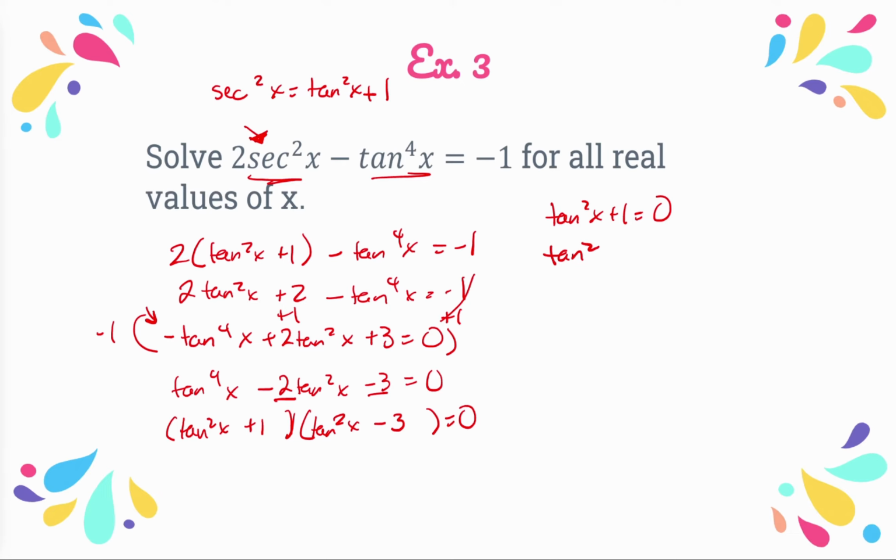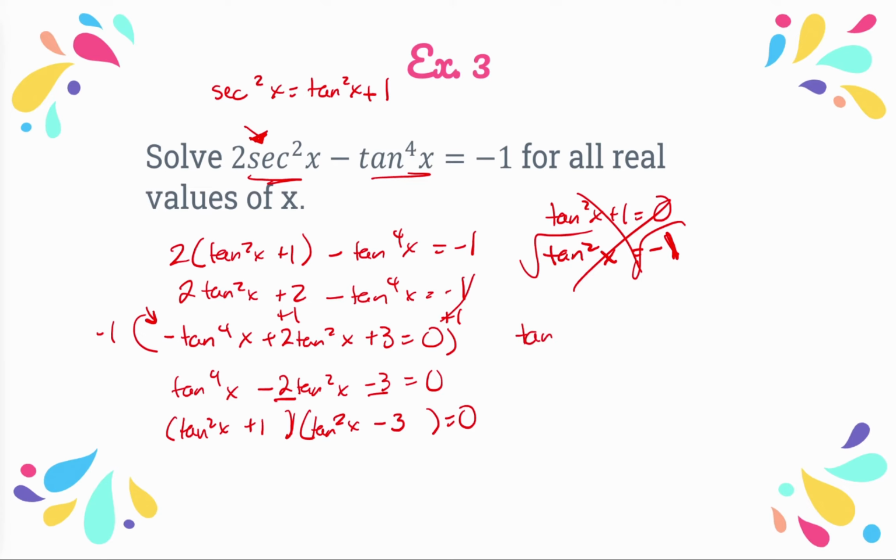Tangent squared x equals -1 is never going to be true, because something squared can't be a negative, right? You'd have to take the square root of both sides, and you can't take the square root of -1. So that's not going to produce a real solution.